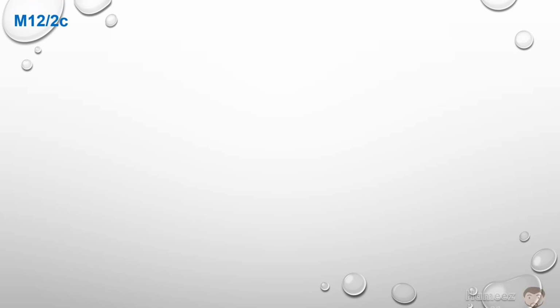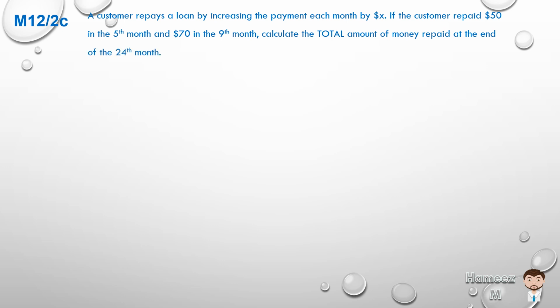May 2012, number 2C. A customer repays a loan by increasing the payment each month by X dollars. If the customer repaid $50 in the first month and $70 in the 9th month, calculate the total amount of money repaid at the end of the 24th month. So we can see that this is in topic E, sequences and series, and this is looking at an AP.